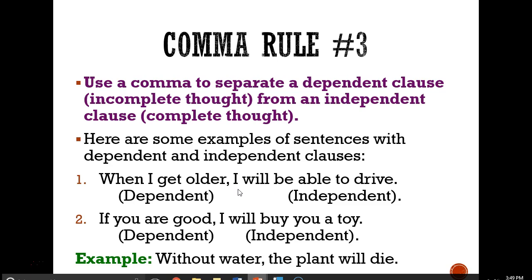And another example that I do want you to write down is without water, the plant will die. Because the part indicating whether or not the plant gets water dictates whether or not the plant will die.